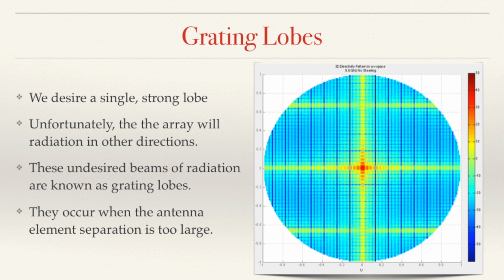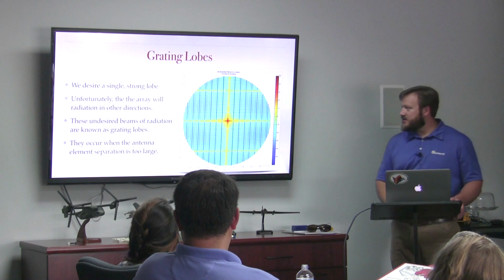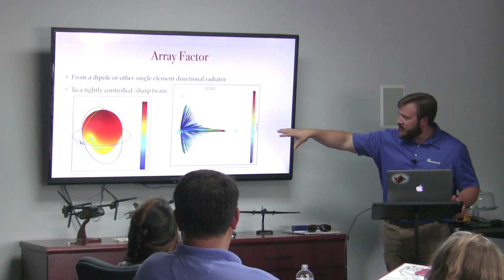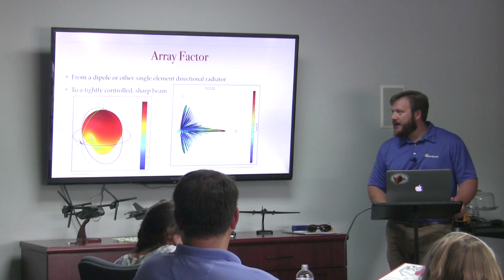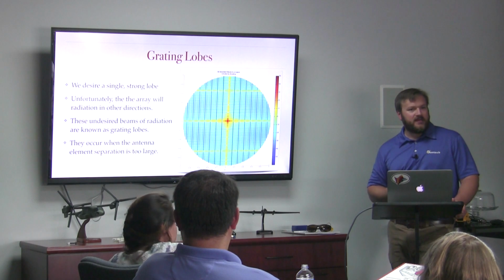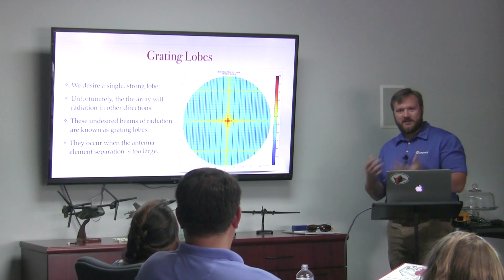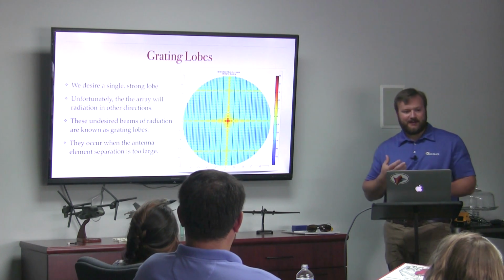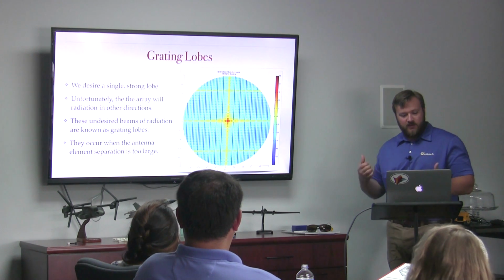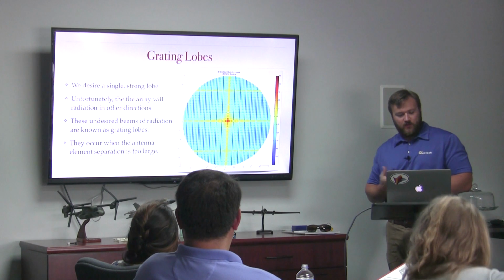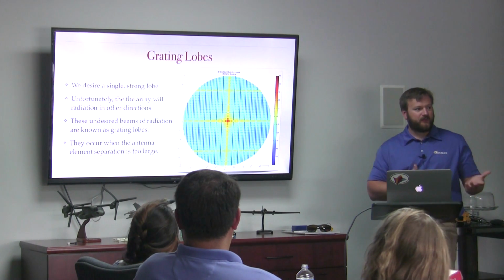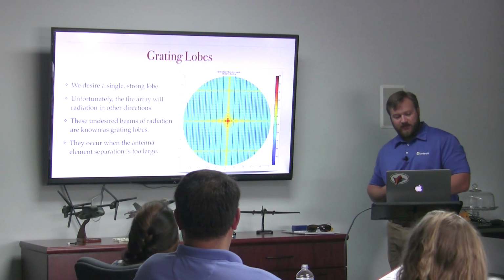Another concept we talk about are grating lobes. What we want is that single strong lobe. So we want this center part of the pattern to be nice and strong and tight, which is what we see in this plot here. We see a representation of that. However, in reality, we're not going to get just this one nice monolithic beam going out. We're going to have something that's plagued with side lobes.